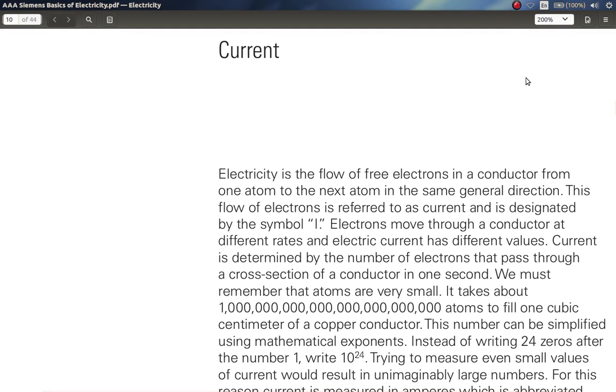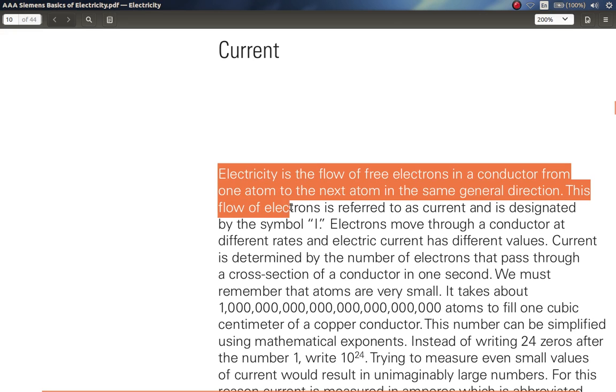We continue looking at basics of electricity, and this PDF document is presented by Siemens. Current.